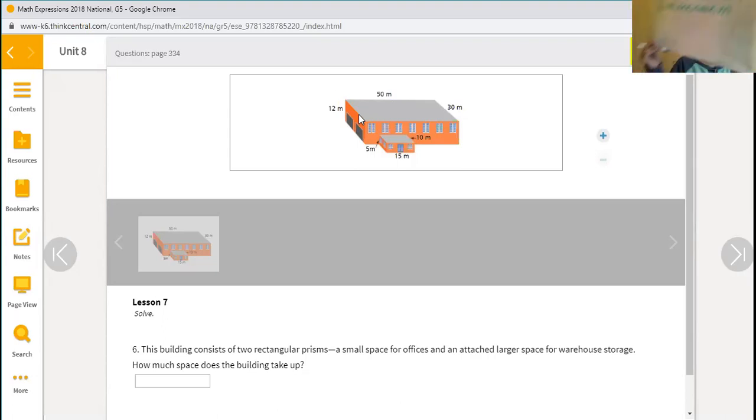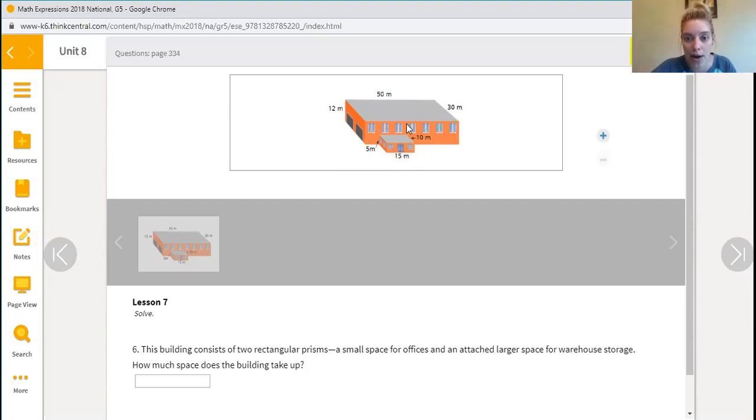All right, now let's go to the smaller one. That's going to be my prism 2. So I'm going to put volume 2. Well, now I need to check and see, do I have all of the values I need? Well, my length, I have a length. My length right here is going to be 15.